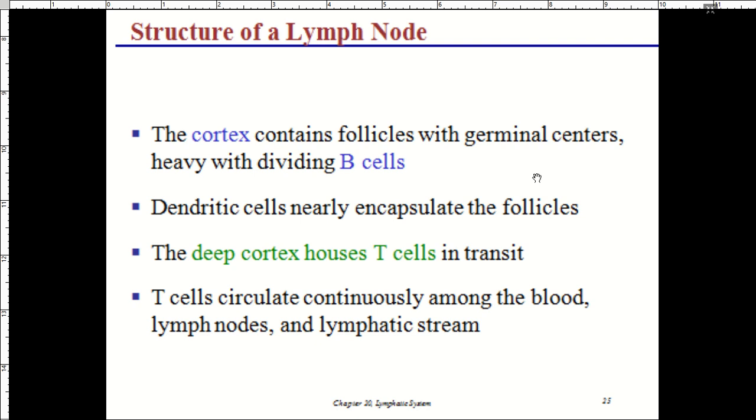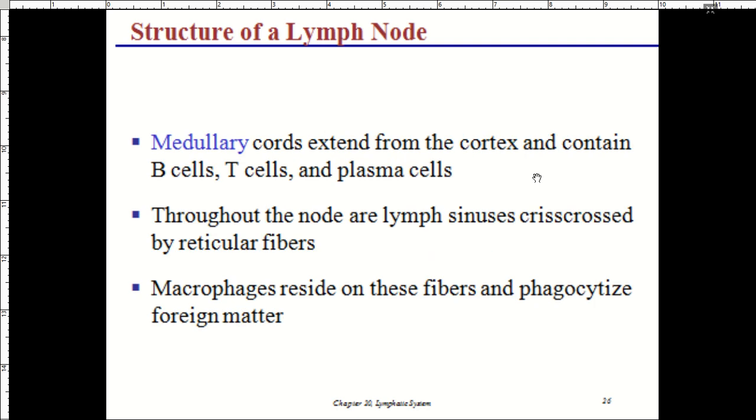And then the paracortex, so you also have the dendritic cells nearly encapsulating the follicles. Then the deep cortex houses the T cells in transit. Paracortex is the thymic dependent region, which means it only has T cells, T lymphocytes. The T lymphocytes circulate continuously among the blood, lymph node, and lymphatic system, as we know.